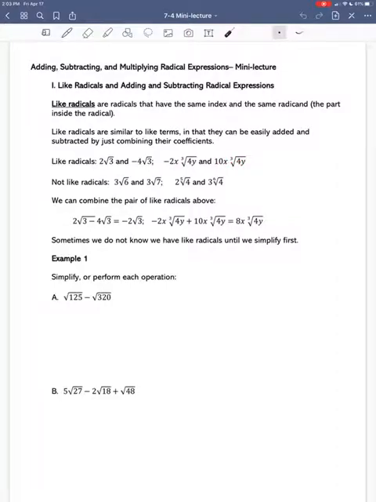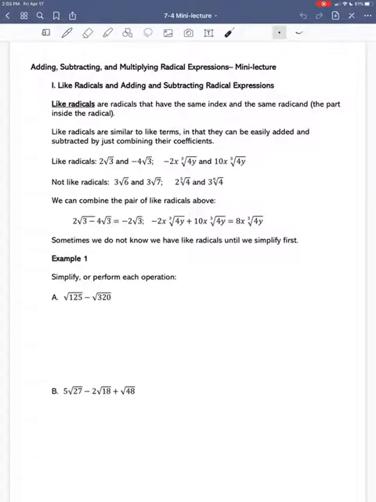However, 3 times the square root of 6 and 3 times the square root of 7 are not like radicals. They have the same index, 2, they're both square roots, but one has a radicand of 6 and the other has a radicand of 7. And in this last example here, their radicands are the same. They're both 4's on the inside, but one's a 5th root and one's a 6th root. So those are not like radicals.